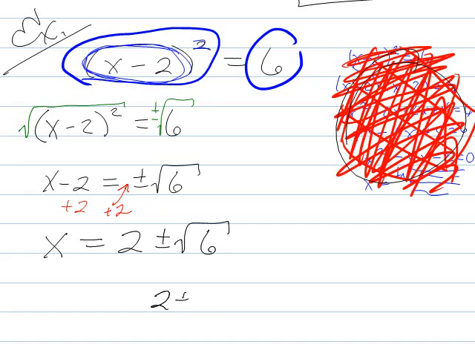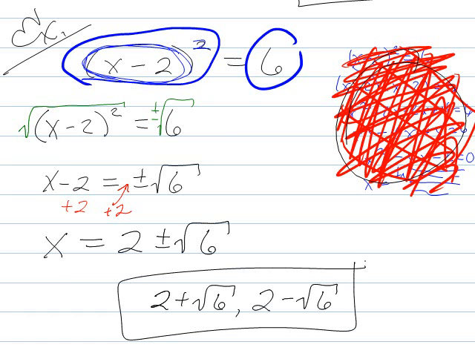So really your solutions are 2 plus the square root of 6 and 2 minus the square root of 6. And we're all done.